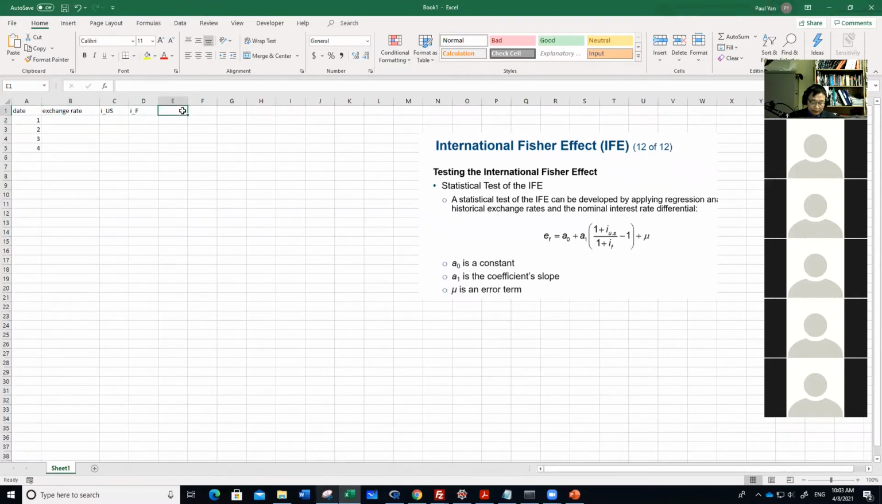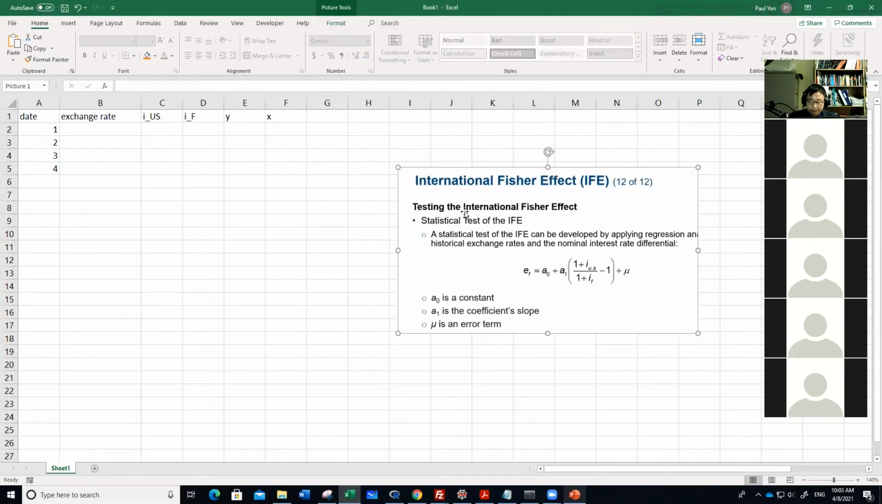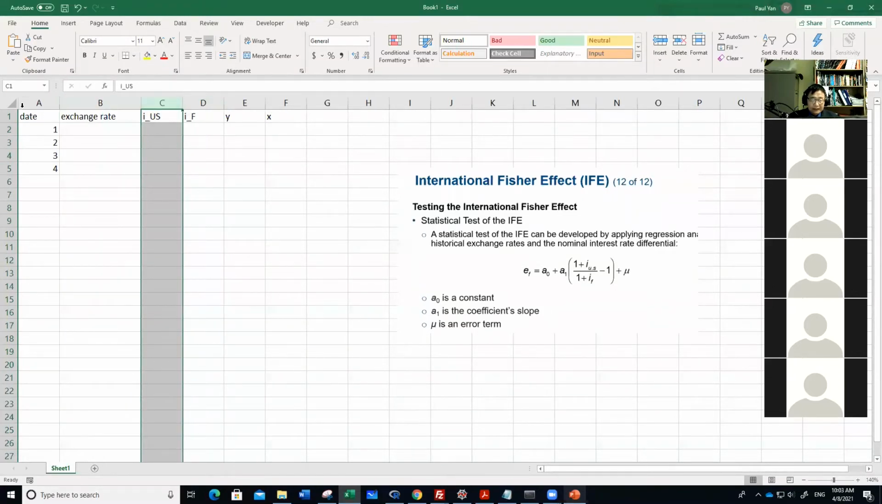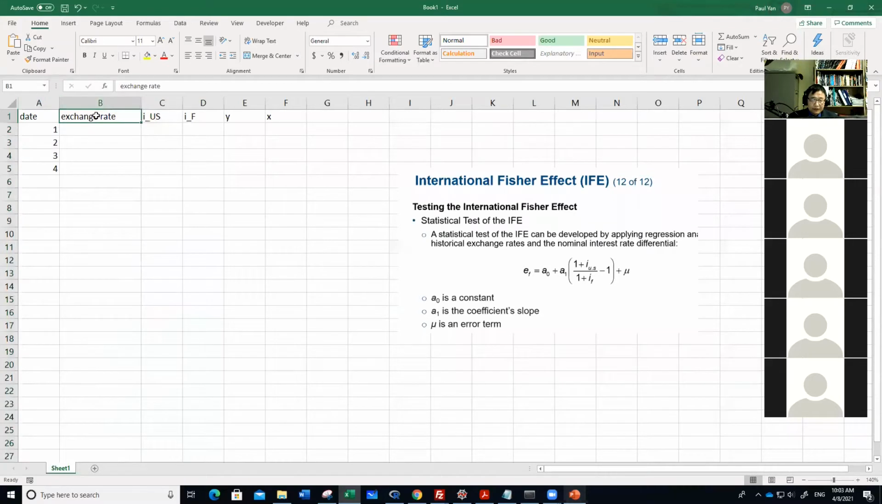The basic idea is we have to generate Y and X, so we are going to generate 2 columns. I repeat the concept: our raw data should have 3 columns. The first one is exchange rate, matched according to date, so this is the foreign exchange rate. Then one column is the interest rate for the US, and this is the interest rate in the foreign country. Based on these 3 columns, we generate 2 columns.